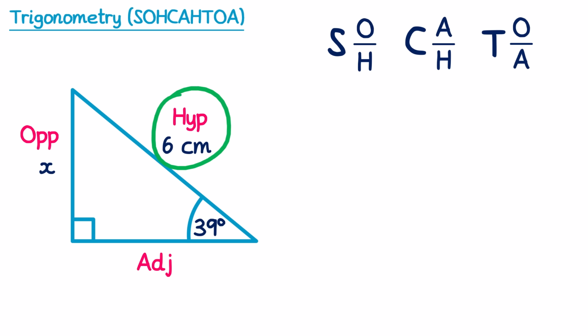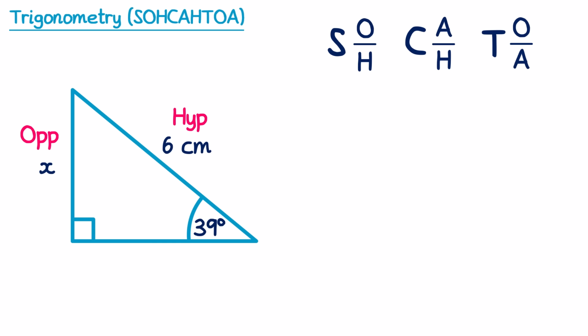For the hypotenuse, we know it's 6 centimeters. For the opposite, we know it's x, and the adjacent has no other information with it. It's the one that has no information that you're not going to need in the question. So we don't need the adjacent for this one. We're going to use the opposite and the hypotenuse.